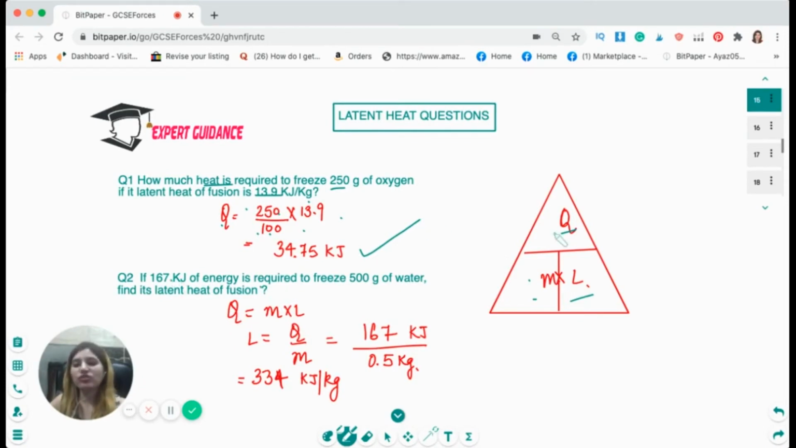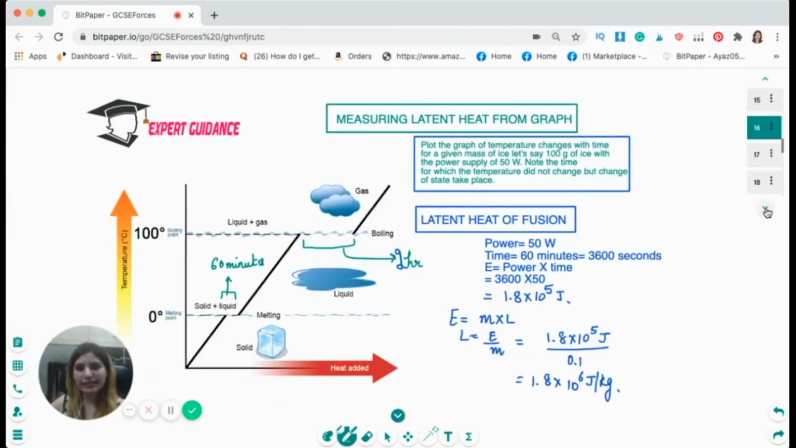Next, for the second question, they have given us the energy and asked us to work out the latent heat. So latent heat is energy over the mass. Energy is 167, the mass is 500 grams, which converted is 0.5 kg. And when we divide the two, we'll get the answer 334 kilojoules per kg. Okay, so I hope this concept of latent heat and how the latent heat calculation works is clear to you.